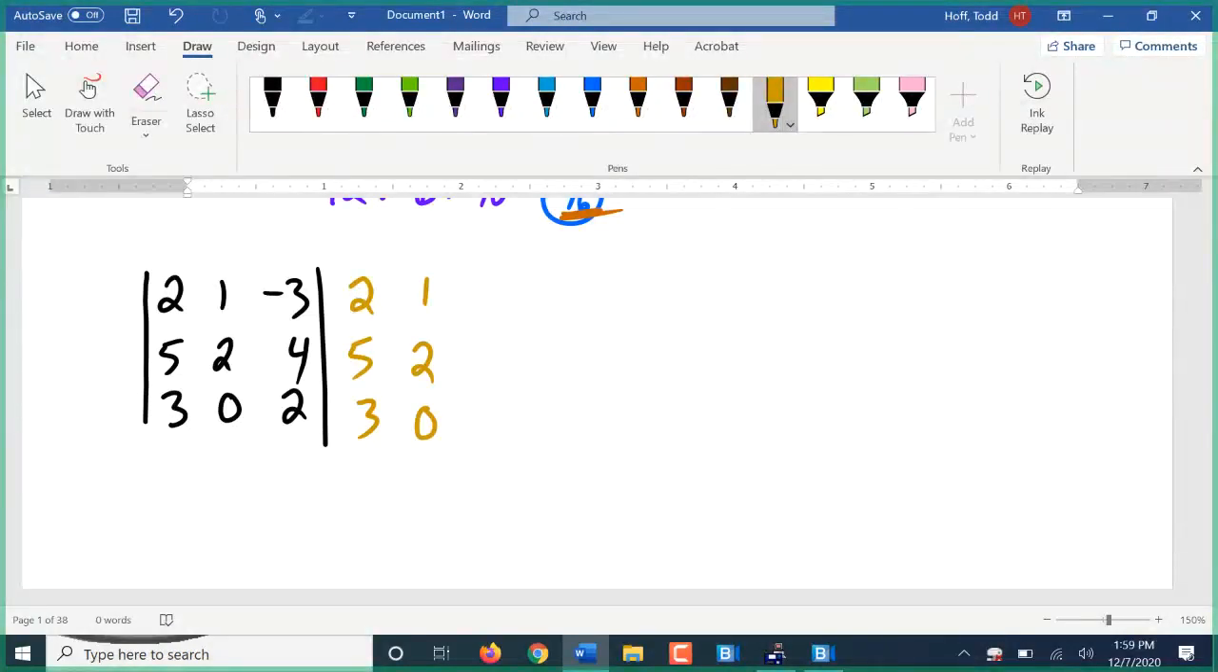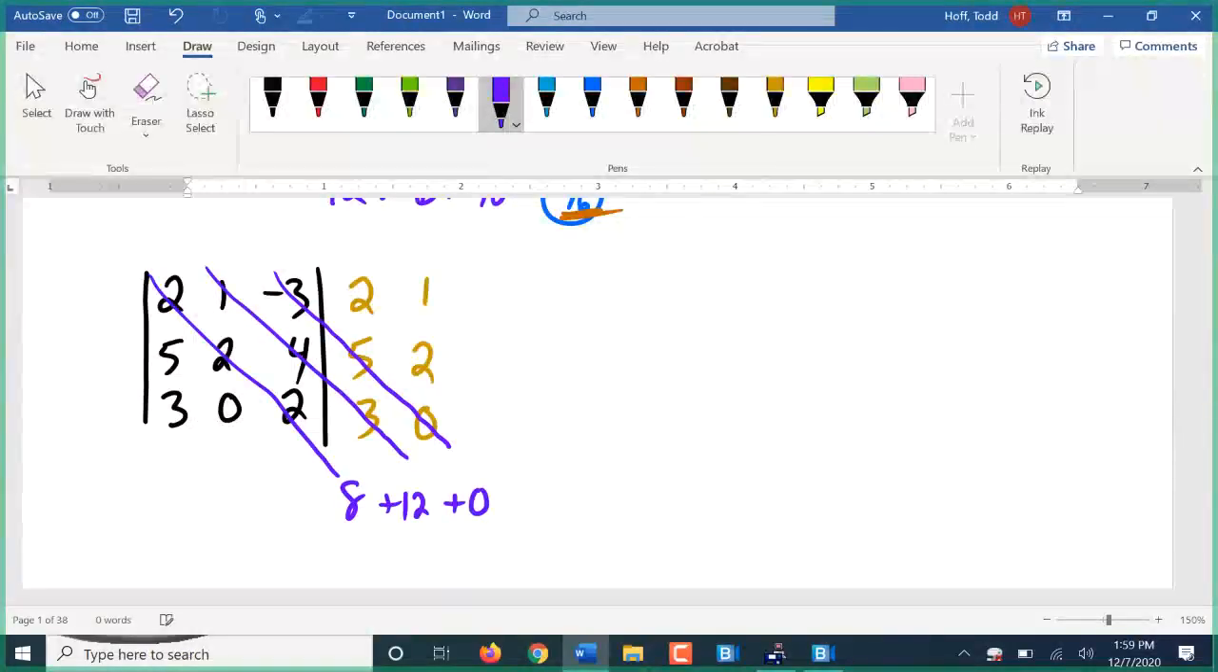And now I will do my down diagonal products. 2 times 2 times 2 is 8. 1 times 4 times 3 is 12. And this diagonal has a 0 in it, which means I don't have to worry about the other numbers. If there's 3 numbers multiplied together, if one of them is a 0, the product is 0, no matter what. So 8 plus 12 plus 0 is 20. So I have 20 for my total down diagonal product.